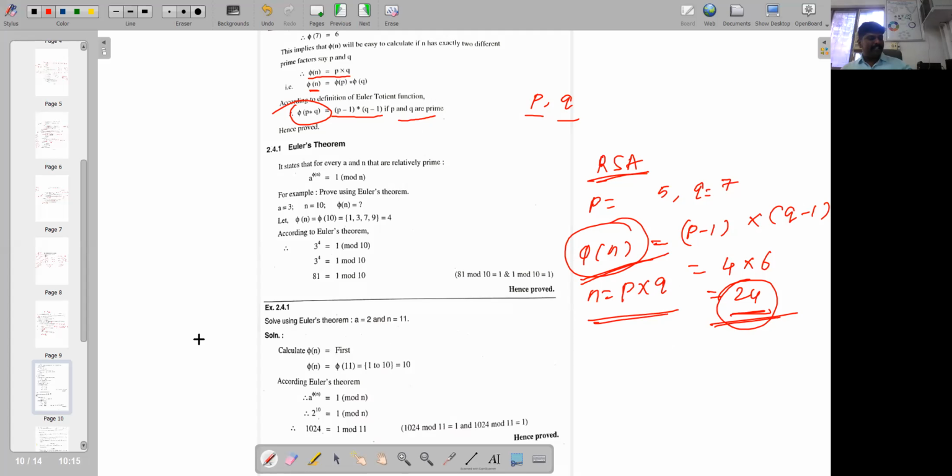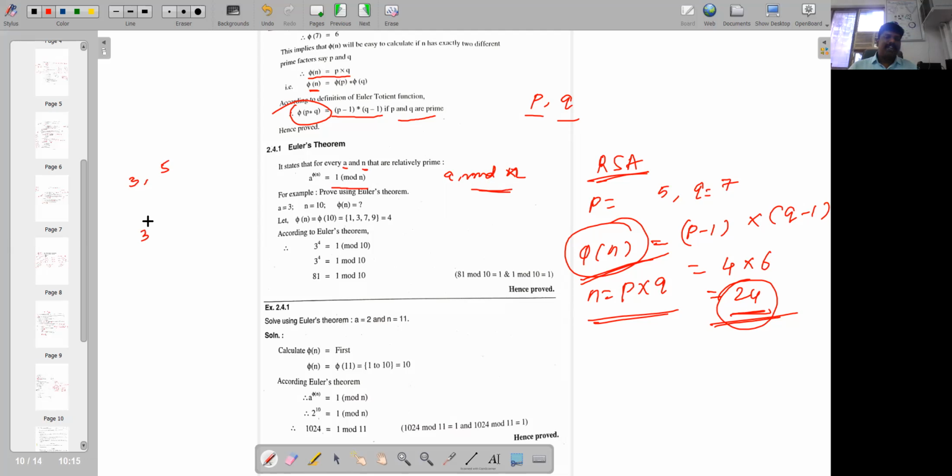Next, you need to understand one more theorem, Euler's theorem, which is based on modulus values. Euler's theorem states that for every a and n that are relatively prime, a power phi of n is definitely equal to 1 mod n. For example, I'll explain this with 3 and 5. These two are relatively prime numbers.